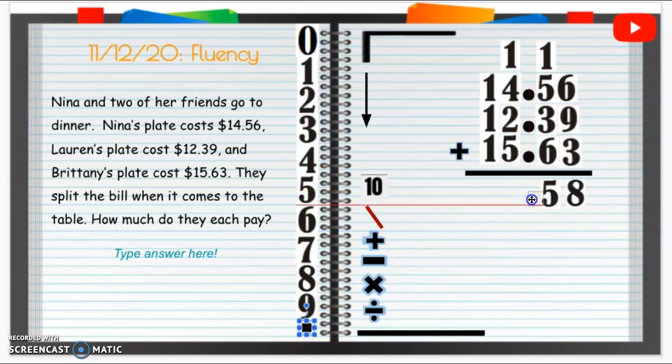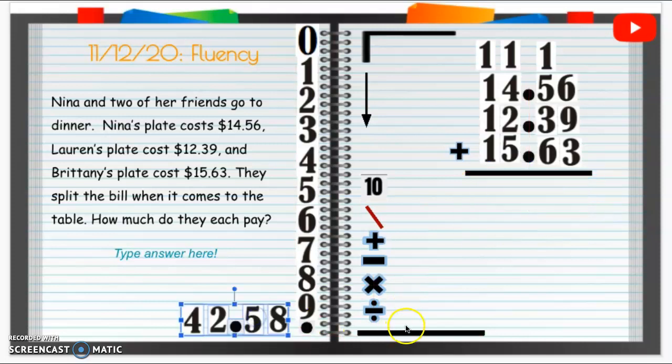Drop that decimal, drop it low, drop it like it's hot. 5, 6, 7, 8, 9, 10, 11, 12. 1, 2, 3, and 4. So their whole bill costed them $42.58. All right, so I'm going to keep this number over here because that's their whole bill.